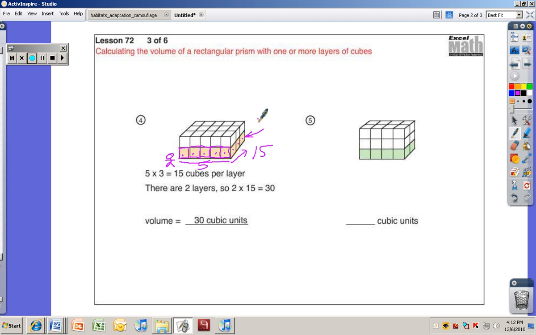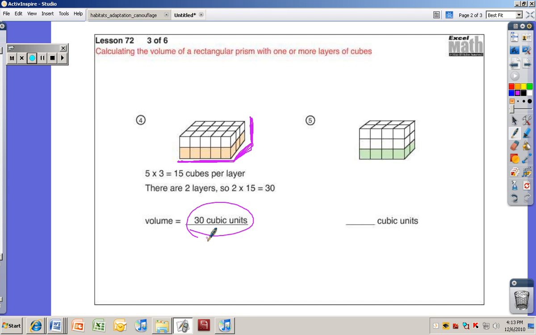And then you look up in the air and you notice there are 2 floors. Well, if there are 15 offices here, and then there's going to be 15 offices there, we can do 15 times 2 is 30. So the simple way of looking at this is that we're going to multiply this measurement, and that measurement right around the corner here. Find out how many are here, find out how many are here, find out how many are there, and then multiply those 3 numbers together. And you can see the answer is 30 cubic units for number 4.